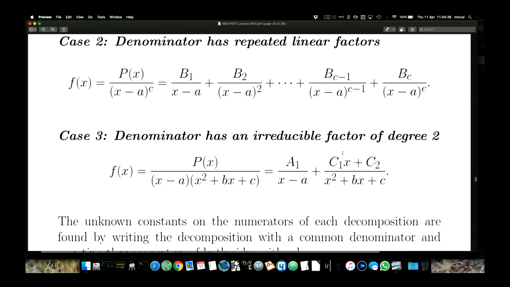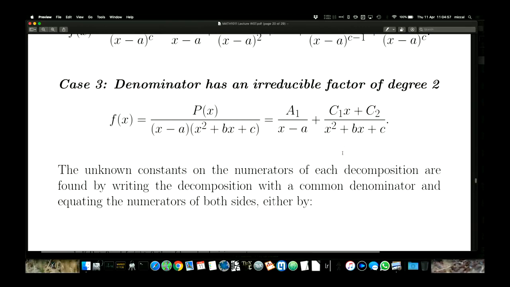If you had a cubic on the bottom that you couldn't factor, that would spit out an unknown quadratic up the top. The problem with those ones is, one, the algebra starts to get rather tedious, and two, integrating things with cubics on the bottom is not pleasant, right? That will usually involve functions you haven't heard of, so we're not going to do them, right? That's why we stop here.